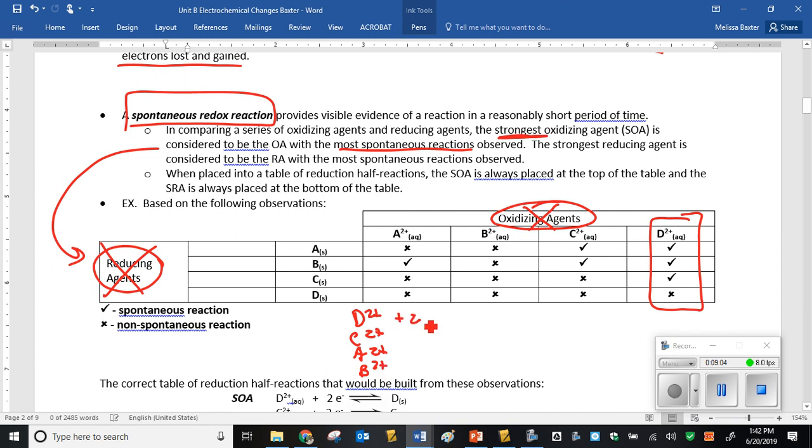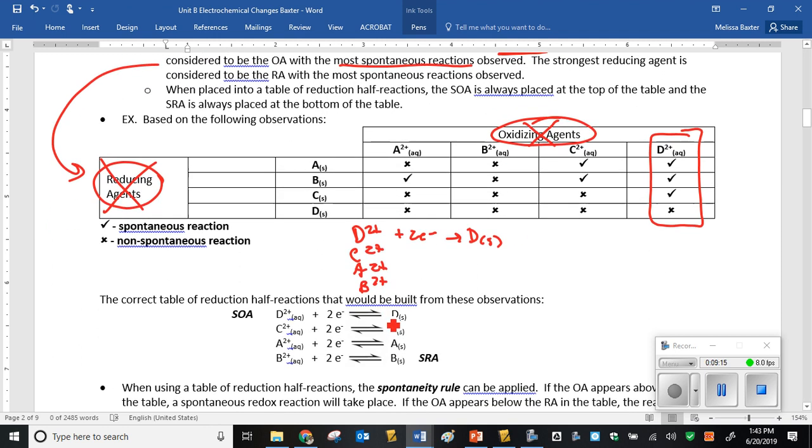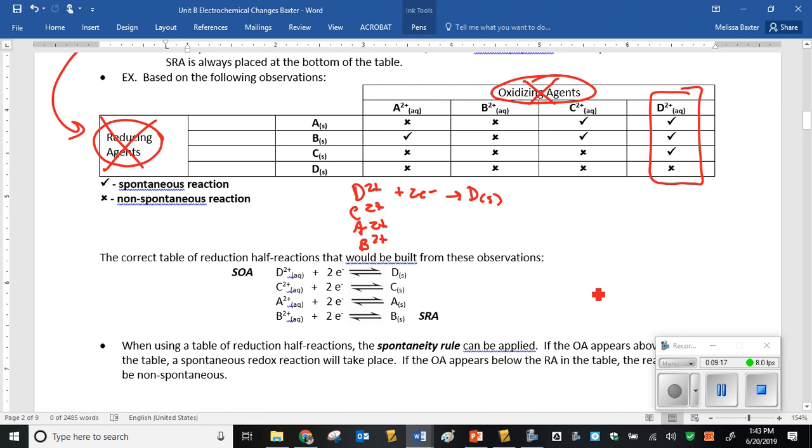I could also finish the reactions off by recognizing that if I'm going to write a reduction half reaction, the solid version is going to be on the other side. So here's my completed table down below. So just like in your data booklet, strongest oxidizing agent at the top, strongest reducing agent at the bottom.